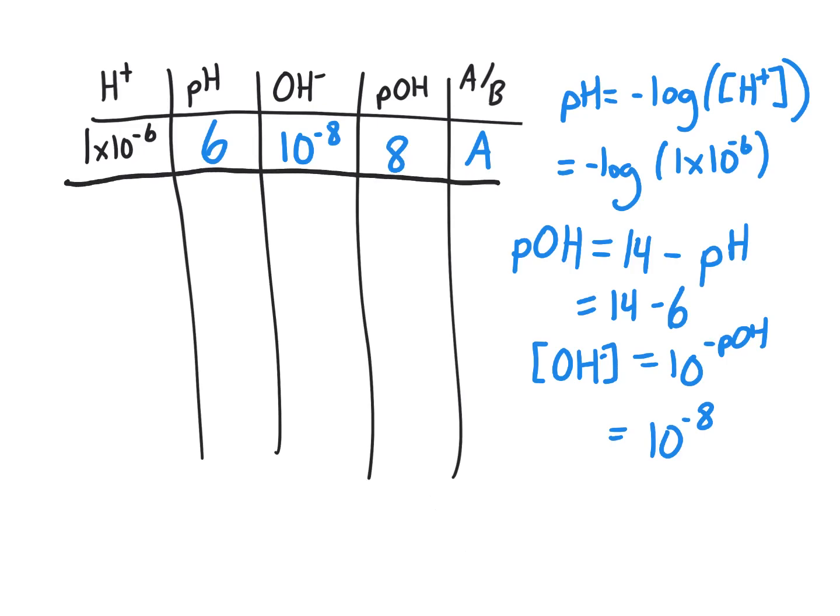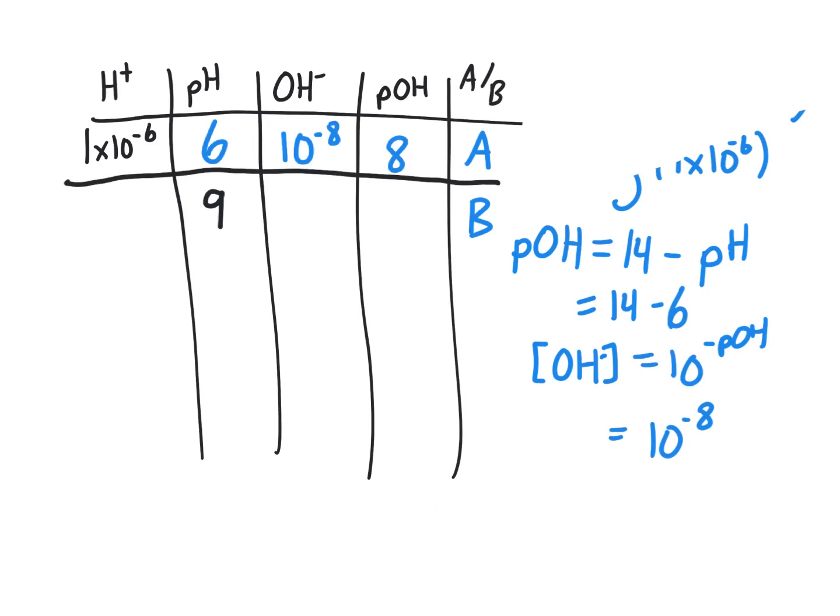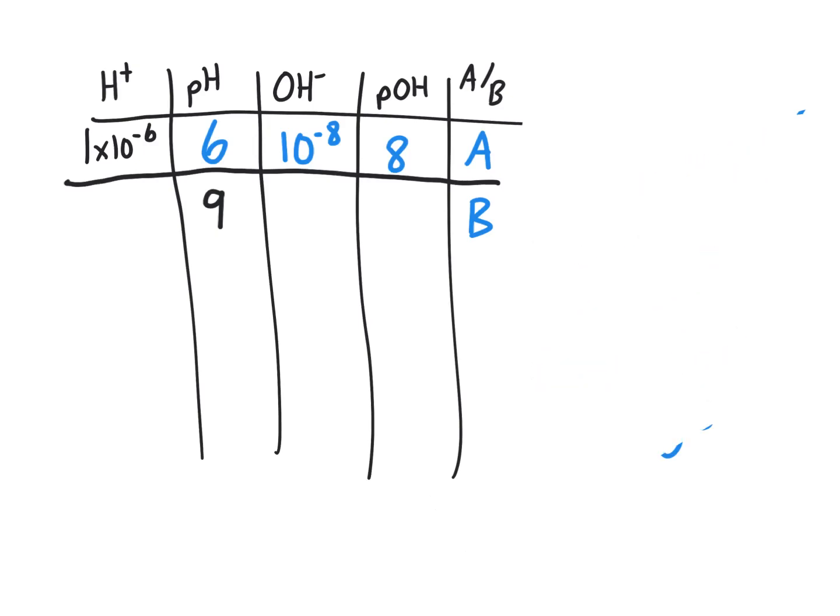So the next one gives us the pH. The pH is 9. So without thinking, I know that 9 means it's got to be a base. And so I'm going to calculate the concentration of hydrogen ions first. That's going to be 10 to the negative pH. So that equals 10 to the negative 9.